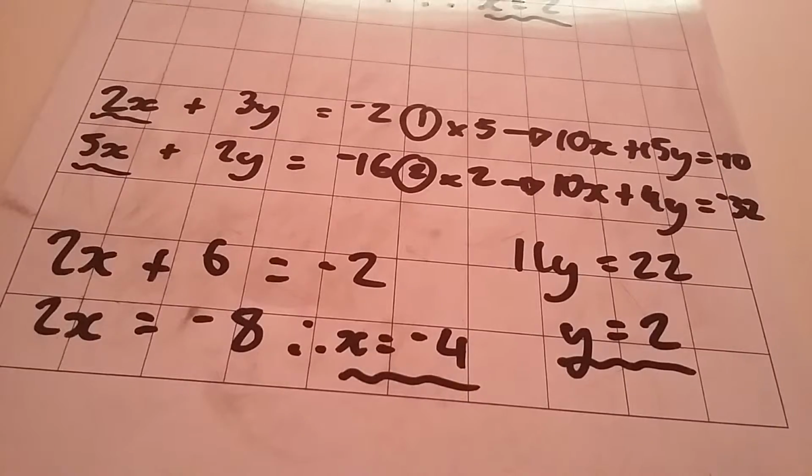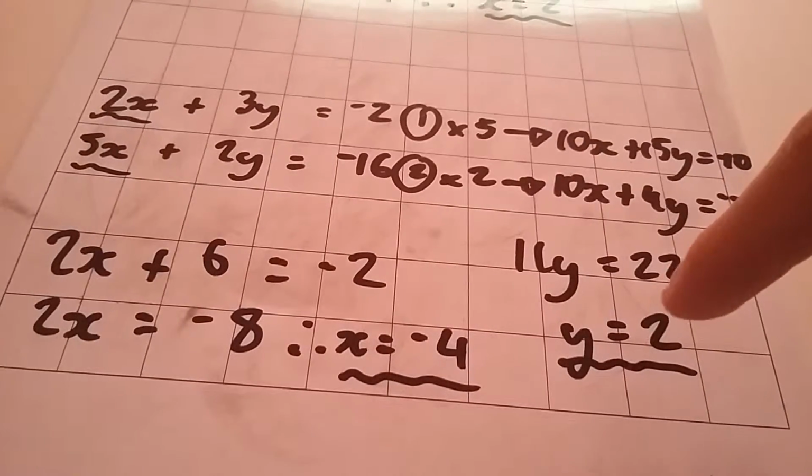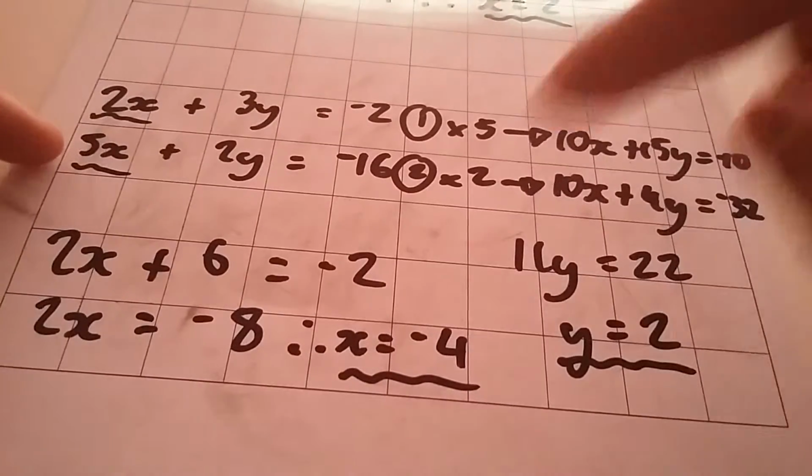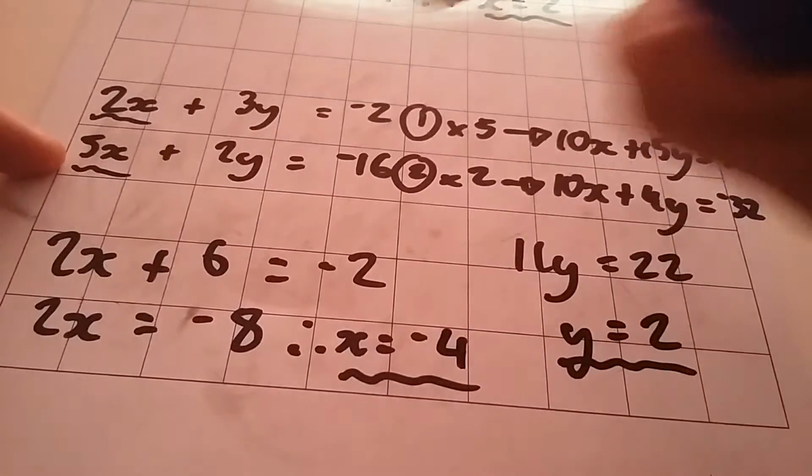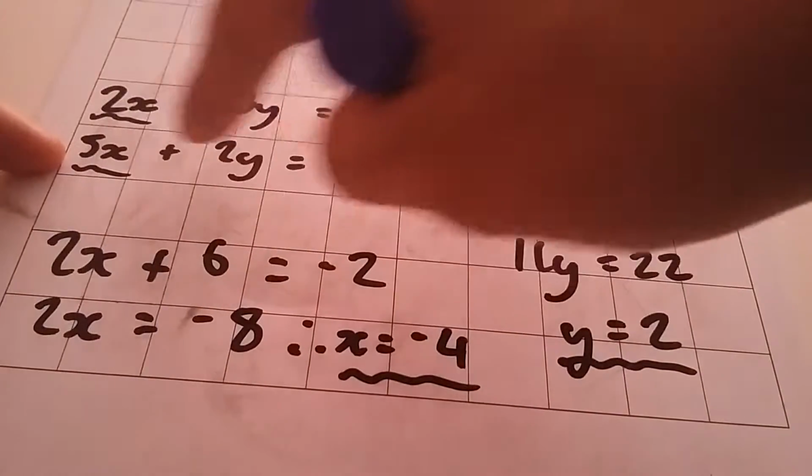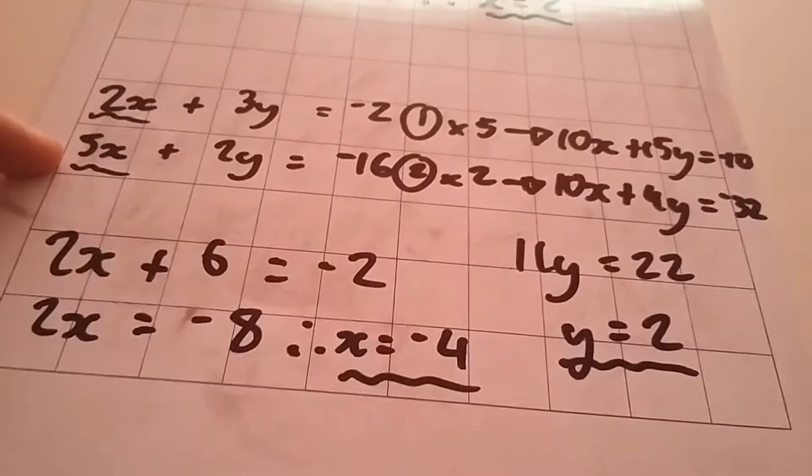If I need to check, I can just substitute these two back into the second equation. So 5 times minus 4 is minus 20. 2 times 2 is 4. Minus 20 add 4 is minus 16.